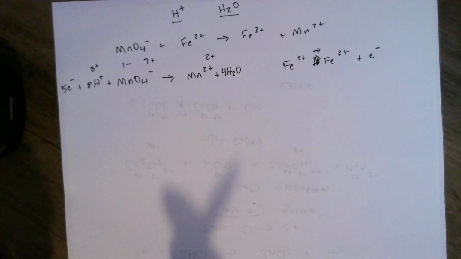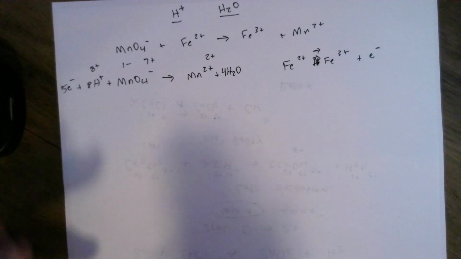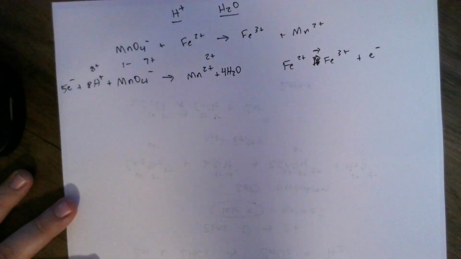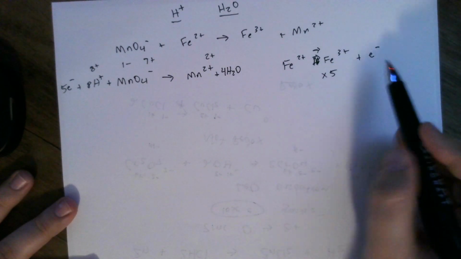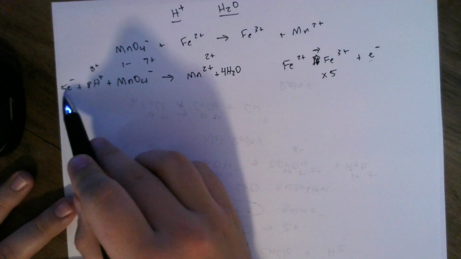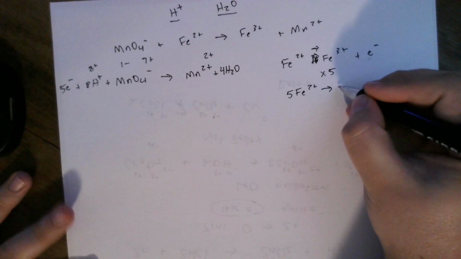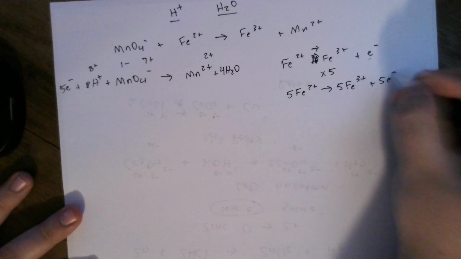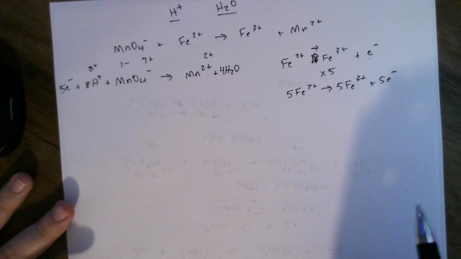Okay, so now I've balanced each side of these separately. The charges and the atoms are balanced. I need to add them back together. But my goal when I add them back together is that the electrons cancel each other out because they cannot be in my final answer. I can't just say I have electrons coming out of nowhere. So I'm going to times this side by 5, everything, so I have 5 electrons to cancel with these 5 electrons. Okay, so I multiplied everything by 5, so it cancels out when I add these back together.